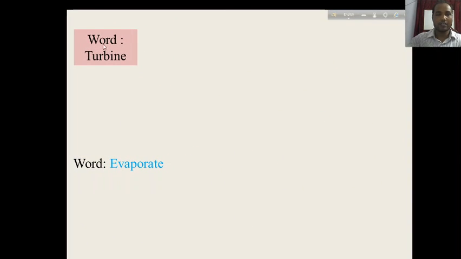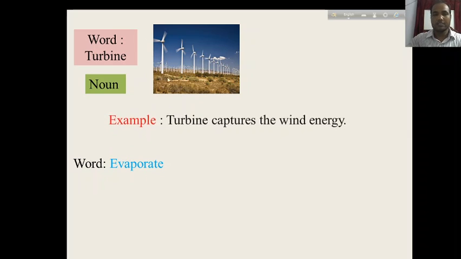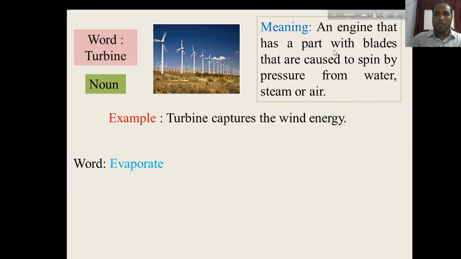Next word, turbine. Here is a picture for the word turbine, and it's a noun. For example, we can use the word turbine: the turbine captures the wind energy. Let's see the meaning. An engine that has a part with blades that are caused to spin by pressure from water, steam, or air. That is turbine.